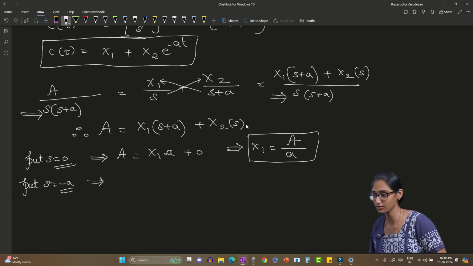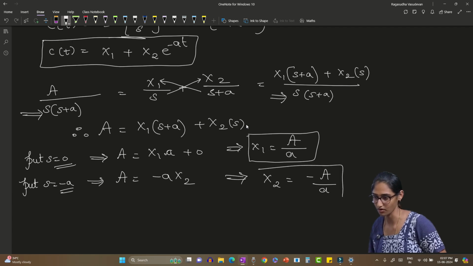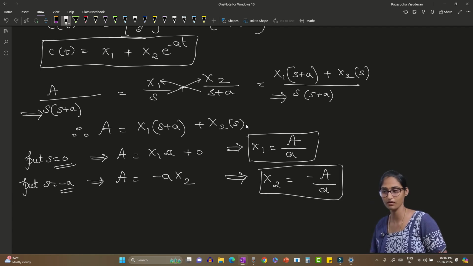When we put s is equal to minus a, this term will vanish. So we are getting a is equal to minus a into x2. So what is the value of x2? x2 will be minus of capital A divided by small a. We have got x1 and x2 now.